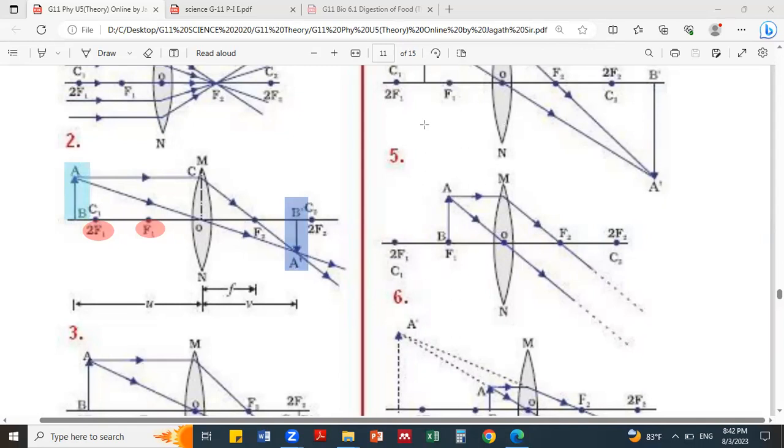So how to get this image? Ray of light parallel to the principal axis. What happened? Ray of light parallel to the principal axis passes through the focal point, according to rule 2, can you remember? According to rule 1, ray of light through the optical center travels straight. Where do they meet? They meet between F and 2F.